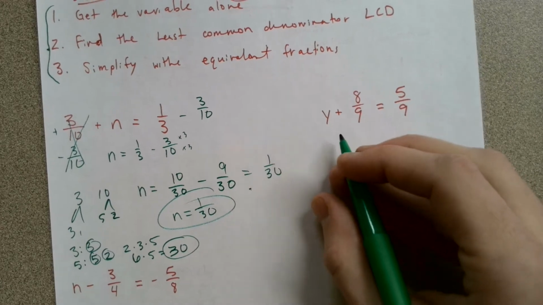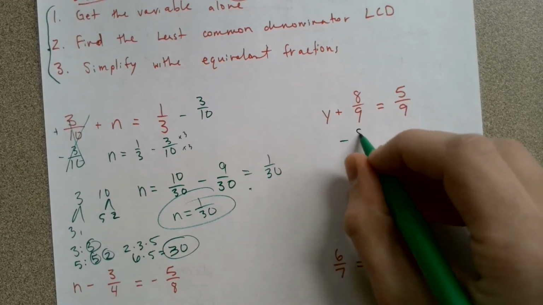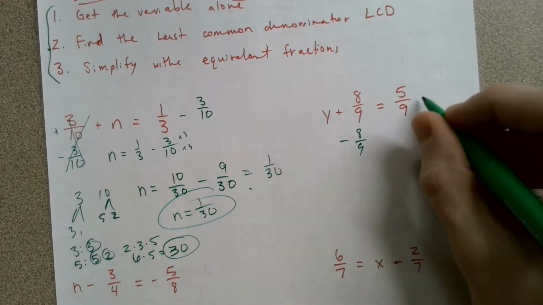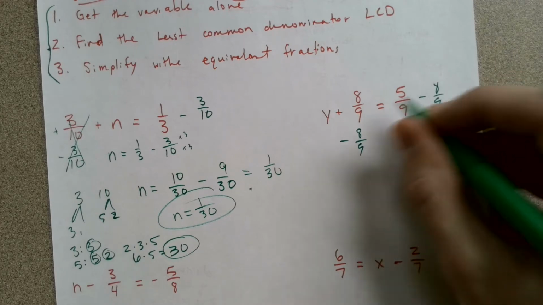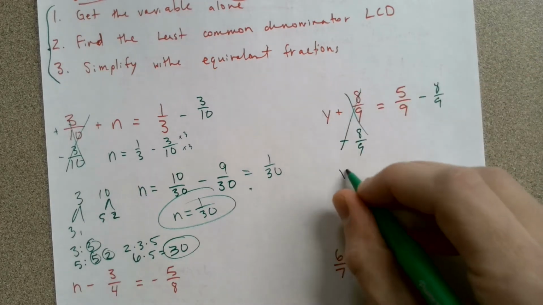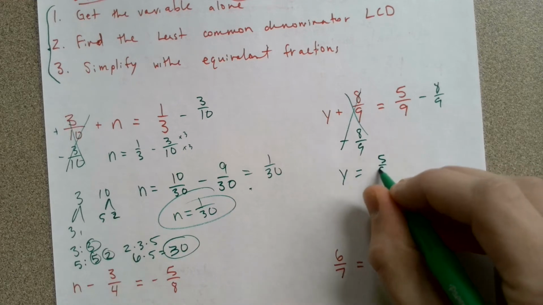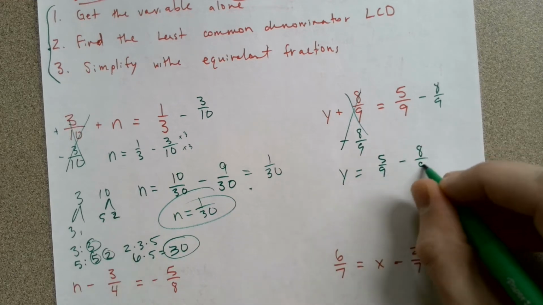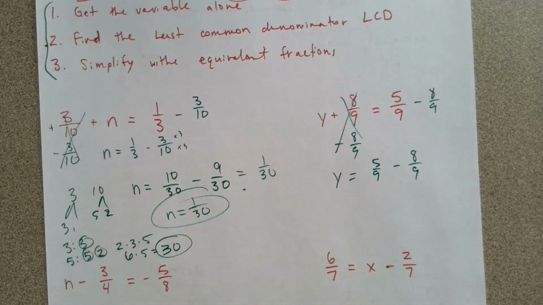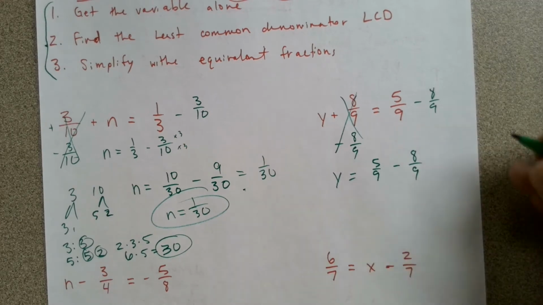All right, next one here. We're going to get y by itself. In order to do that, subtract this from each side. Those will cancel out, leaving us with y equals 5/9 minus 8/5. Look at that. We already have a common denominator. We don't even need to make another common denominator here. We just got to subtract.